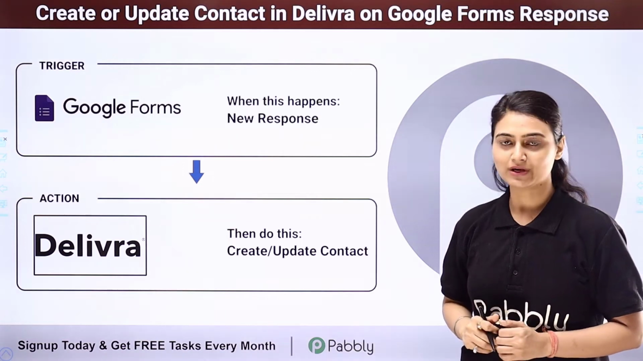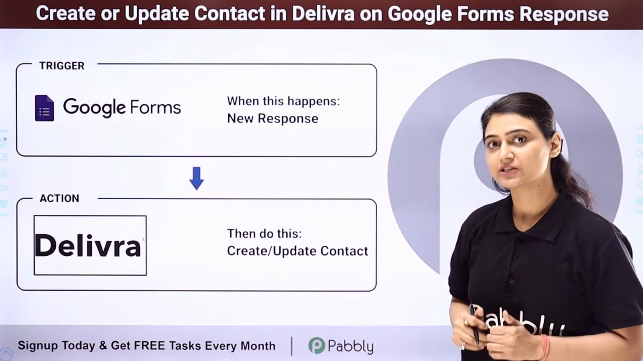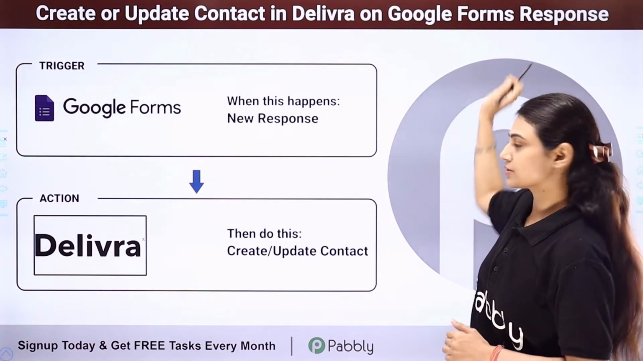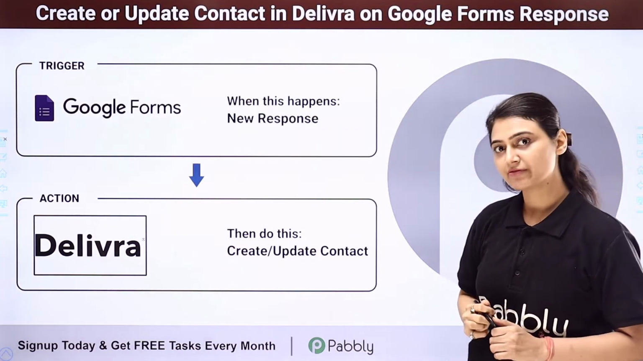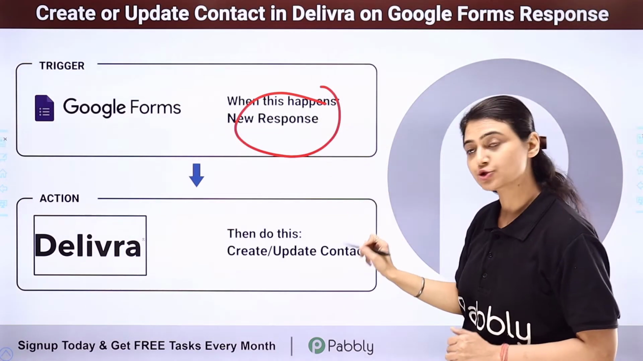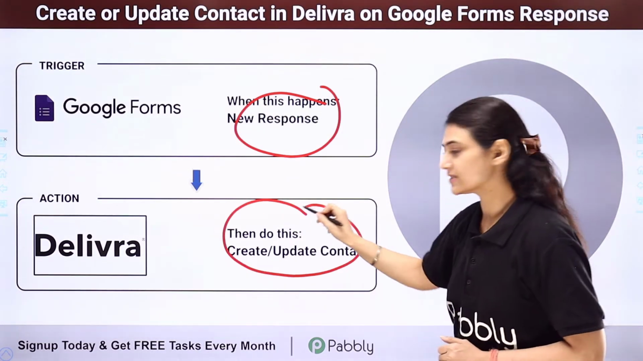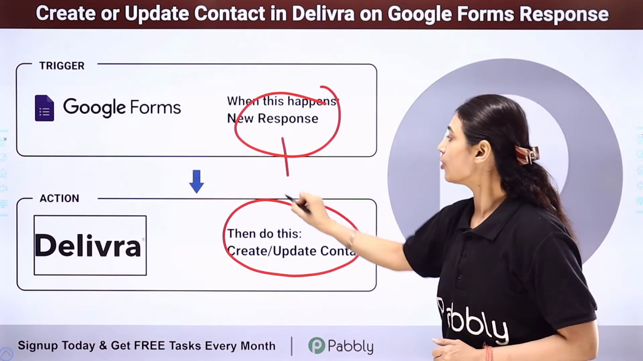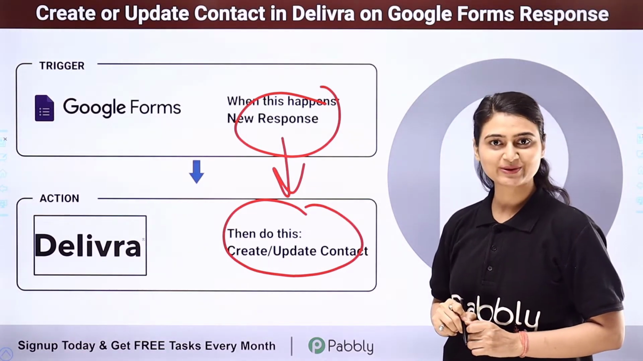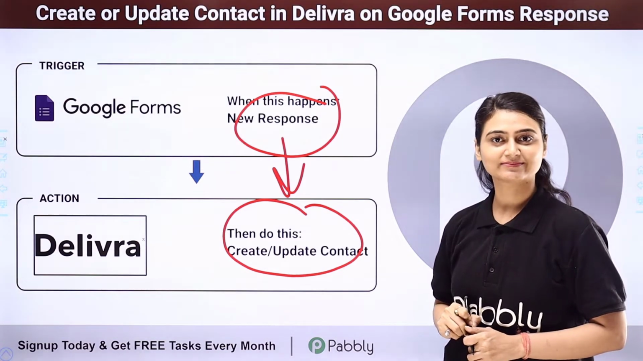In this video, we will learn how you can automatically create or update a contact in Delivra on a Google Forms response. Let's say every time a new response is received on Google Forms, a contact should be created or updated in Delivra. We are going to automate this entire process using Pabbly Connect. Come to my screen to see how we do this.